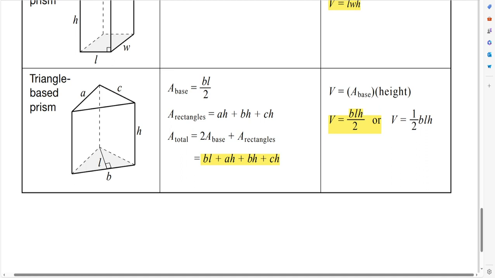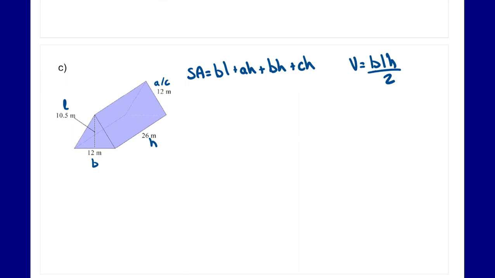So if I go back and look at our shape, I've labeled it as such. We have our height, so our L is going to be 10.5. Our B is going to be 12. A and C are going to be 12. It's an equilateral triangle. Even though it doesn't mention it, I'm going to tell you that it is, so all sides are the same. And then H is equal to 26. So now that I have all this information, I can plug it into my formulas and calculate.